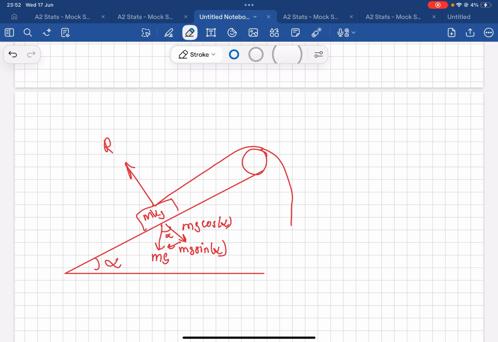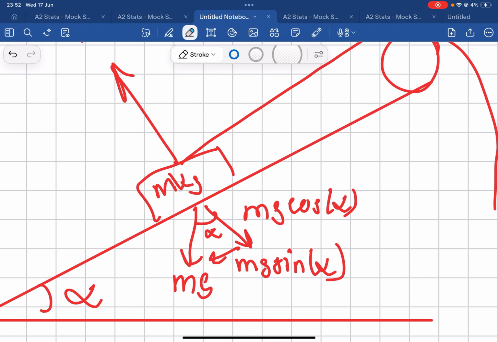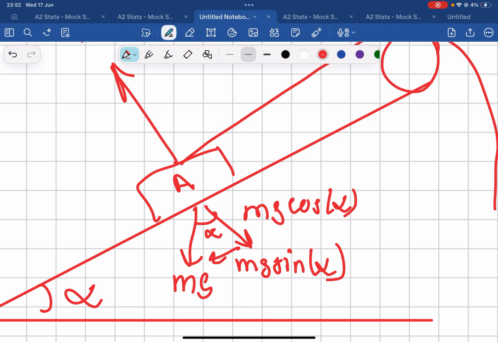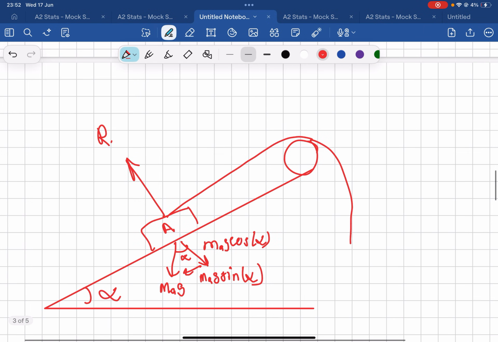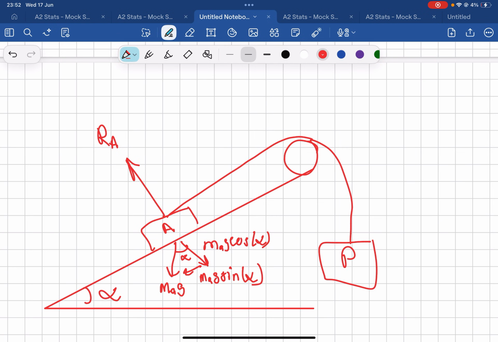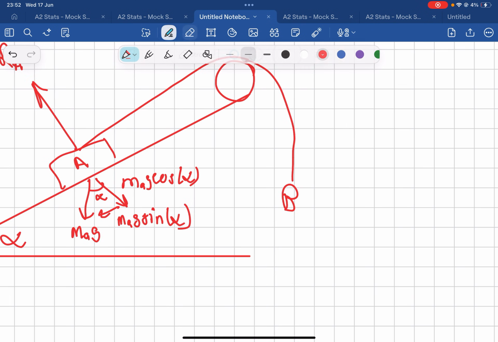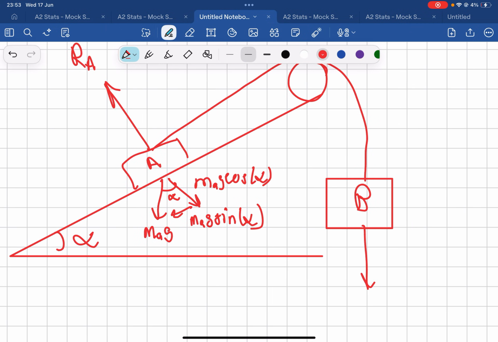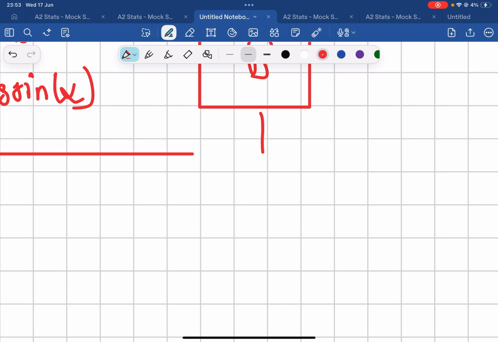Let's switch A to, let's call this box A. So we have m_A g, we have reaction R_A, and let's actually draw on another box at the other end of the string. This box here only has its weight acting downwards, and we don't need to resolve this weight since it is simply vertical.